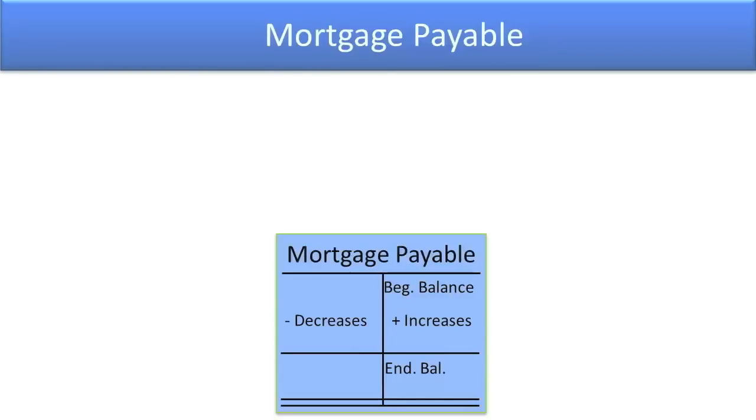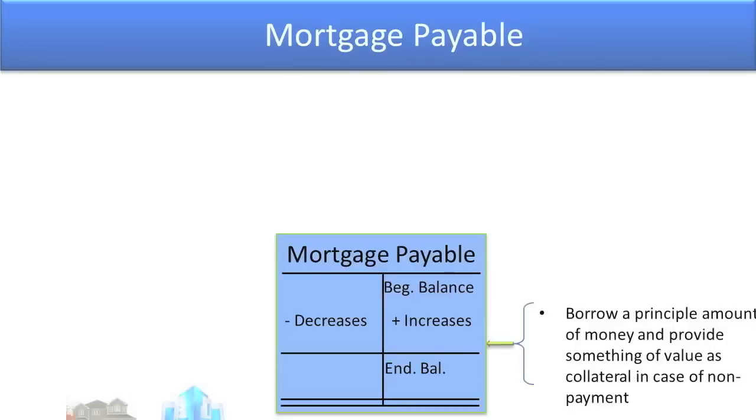Mortgage payable. This one is pretty common in that many of you have heard of mortgages before. A mortgage payable increases when you borrow under a mortgage agreement. A mortgage payable represents an amount a company owes in relation to a loan it has received on something of value, such as a home or a building, or something else that has significant value being used as collateral.